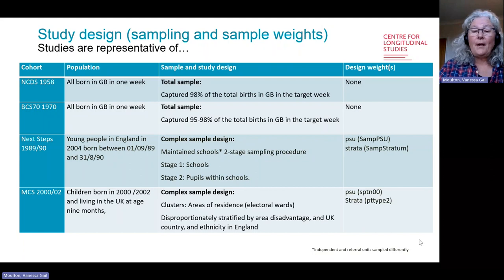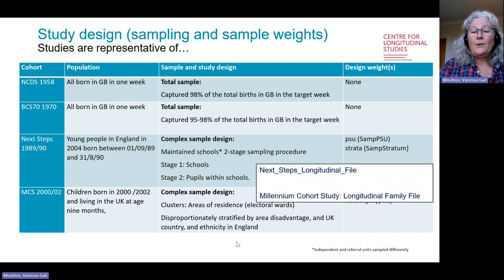So in both cohorts, the sample is a subset of the population. Next Steps uses two-stage probability sampling, the first stage being selecting schools and then pupils within schools. The Millennium Cohort Study uses area of residence, disproportionately stratified by country, disadvantage and ethnicity in England. These are often referred to as complex survey designs. So for the main design weights in Next Steps, the primary sampling unit is schools, and as I mentioned, the strata are pupils within schools. For the MCS, the PSUs are areas of residence, the electoral wards, and the strata are the UK countries, disadvantaged areas and ethnicity.